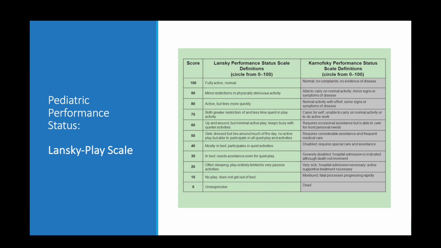So 100% is a fully active child, a normal child for their developmental stage. 90% is minor restrictions in physical or strenuous activity. 80%, they're active but tire more quickly. 70%, they have greater restriction and less time that they're able to actually play and be active.